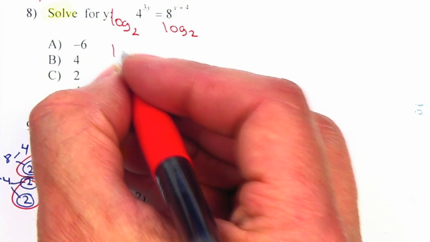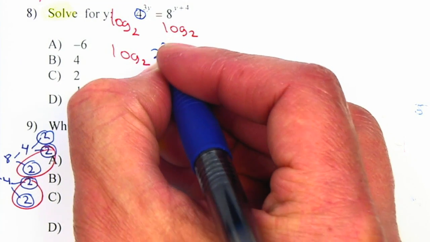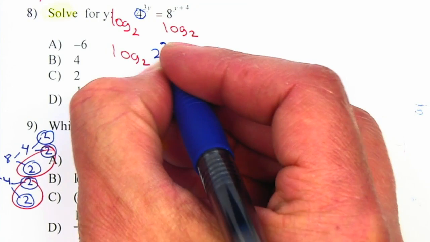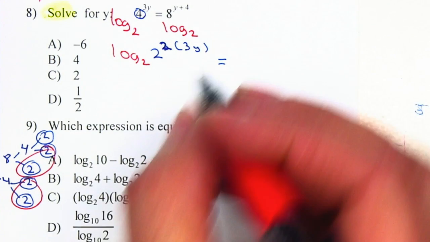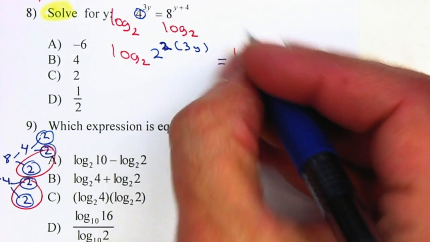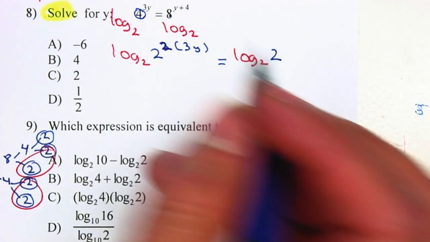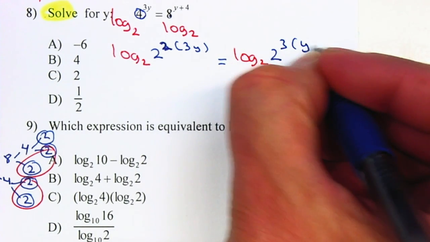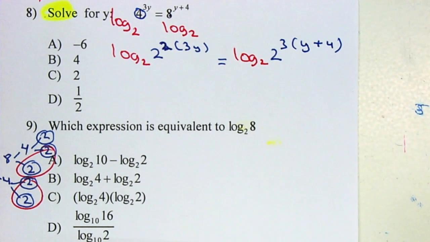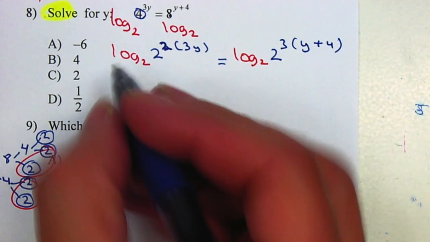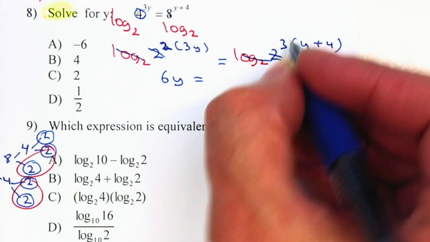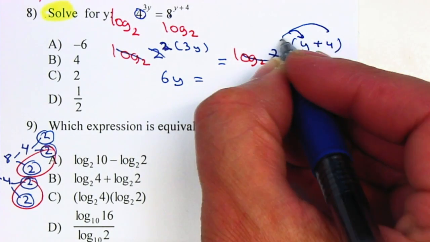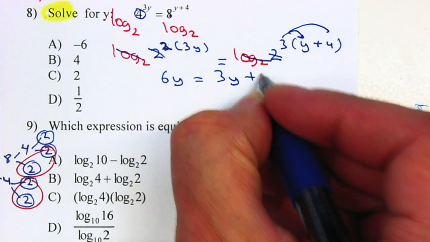I'm going to rewrite this as the log base 2. The 4 will be 2 to the second power, multiplied by 3y. On the right hand side, it will be the log base 2. And this will be 2 to what power is equal to 8? 2 to the third, and I still have my y plus 4. This will cancel out, so we just have 6y. This will cancel out, so we have, some of you guys have forgotten to multiply the 3 times the 4, so it'll be 3y plus 12.